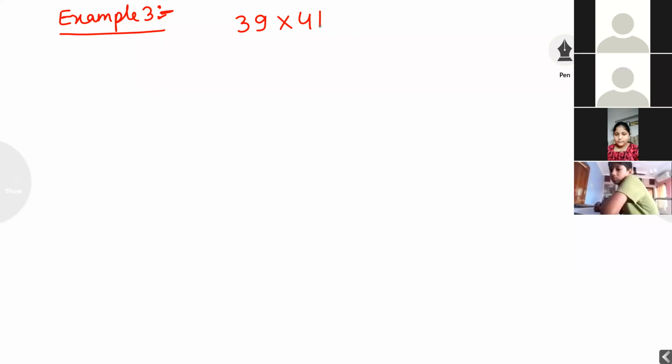Some students, what will they do? They will directly multiply and say this is the answer. No, this is not the way to solve the question. We want to apply the identity, then we can solve this question. Now 39 I can write as 40 minus 1 and 41 I can write as 40 plus 1. Then we can apply the (a plus b)(a minus b) identity here. The question given here is 39 into 41.